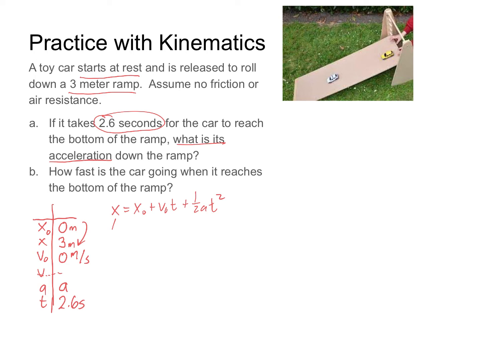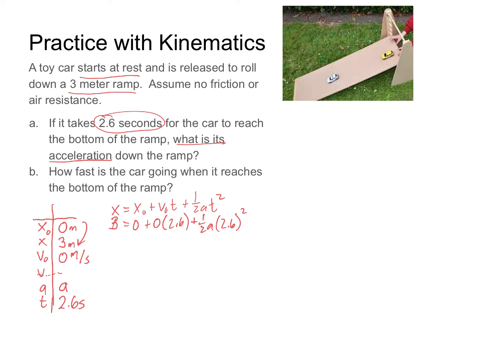So now we're going to put in each of those numbers, right? For the x, we're going to put in 3 because that was my final position. For the initial, we're going to put in the 0. For the initial velocity, we're going to put in 0. For the time, we'll put in that 2.6. All of these are in SI units, right? They're in meters, they're in seconds. So therefore, I can just put them in, and my result will be in SI units. So 1/2 times a times that 2.6 squared.